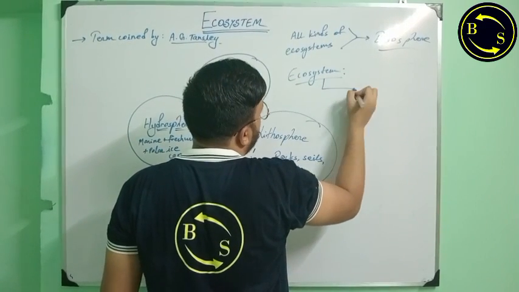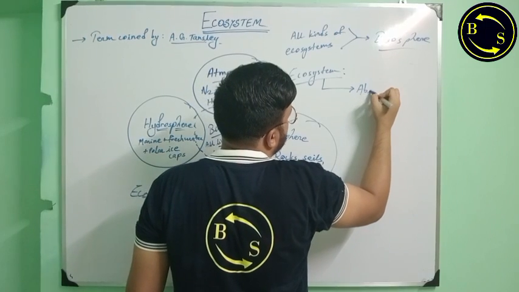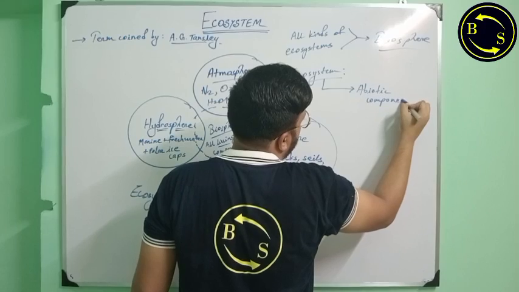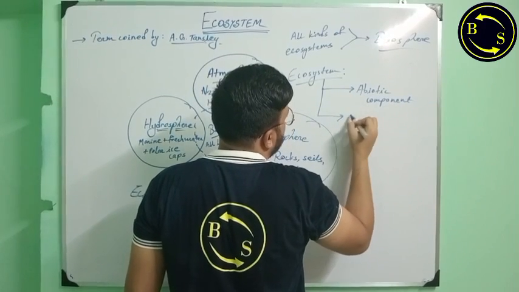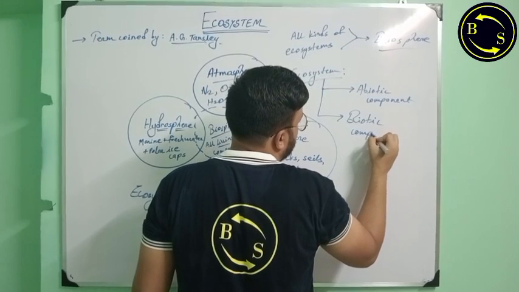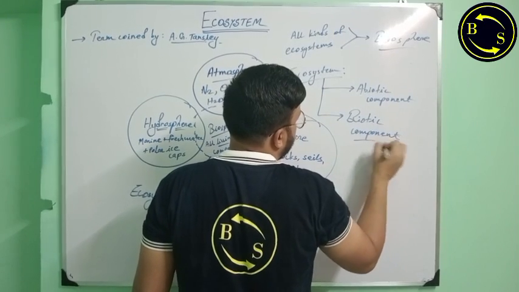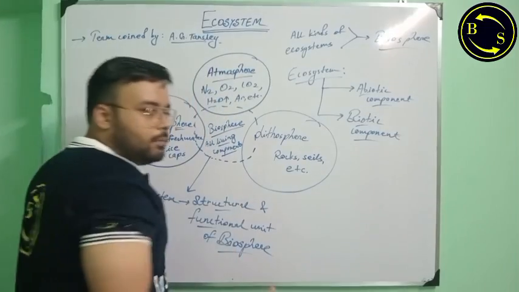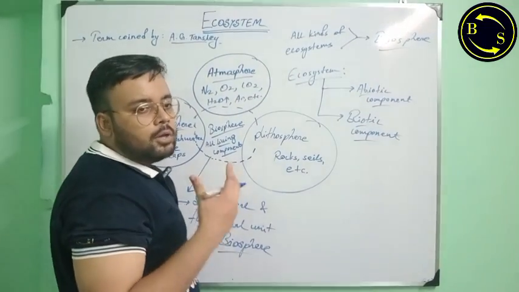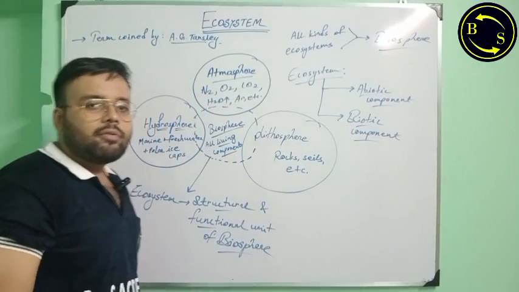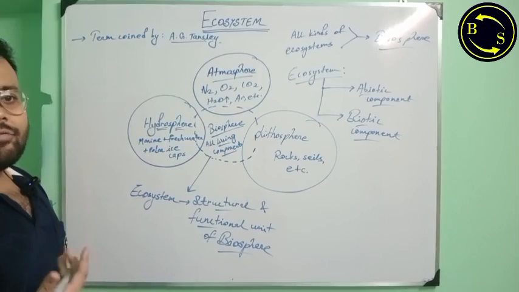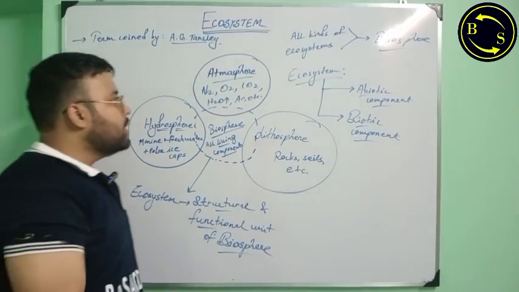so ecosystem also has got two parts. One is the abiotic component and the other is the biotic component. Now what is the abiotic component? Abiotic component is all the non-living components of our ecosystem. Okay, and biotic components are the living parts of our ecosystem.